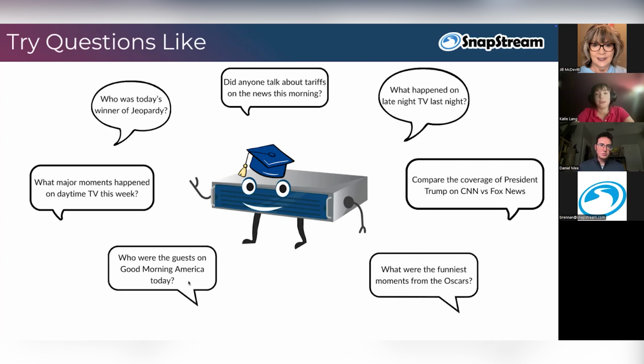Snappy can tell you about guests on a particular show. So, The View, Good Morning America, talk shows. Snappy can tell you about the guests that appeared on those shows. It can also tell you about major moments that happened during the week, and also tell you about specific things like who was the winner of Jeopardy or who won the Oscar for Best Actor or things like that.